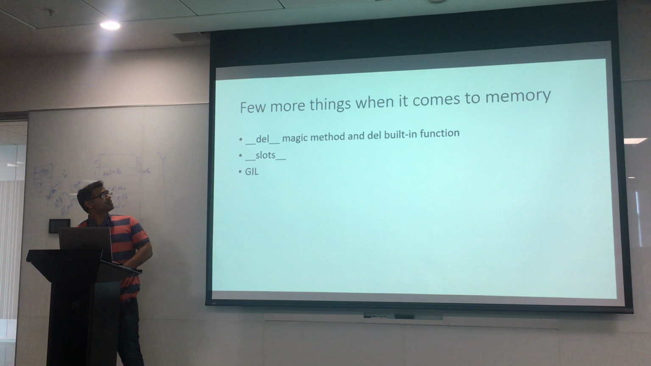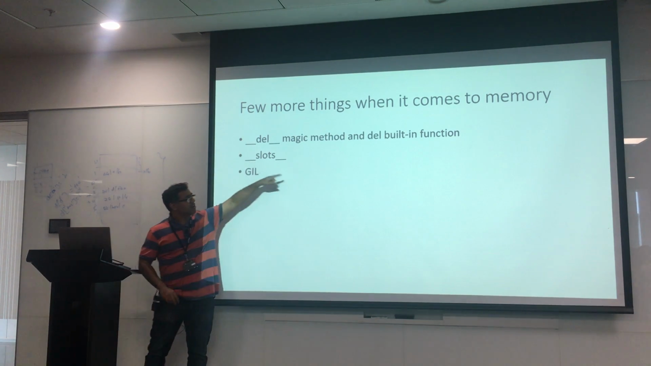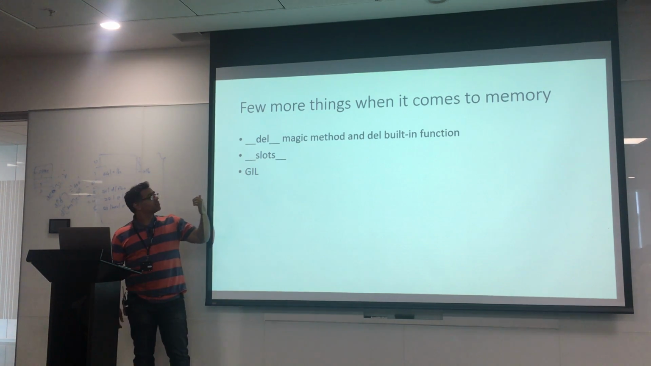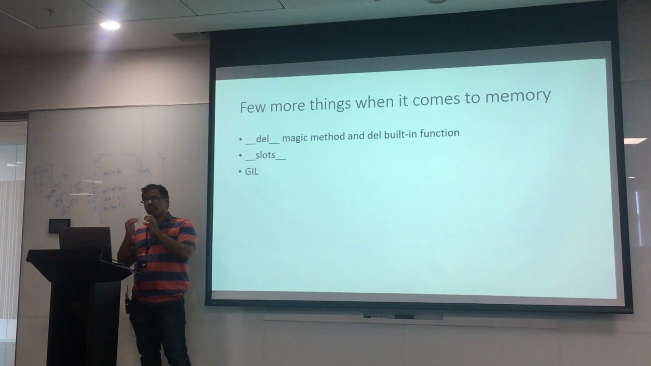And the deleter is basically the destructor magic method. Yeah, it's basically the destructor. So this is different from the delete built-in function. The difference is that with the destructor, the object actually gets removed, whereas the delete statement actually just decreases the reference count.